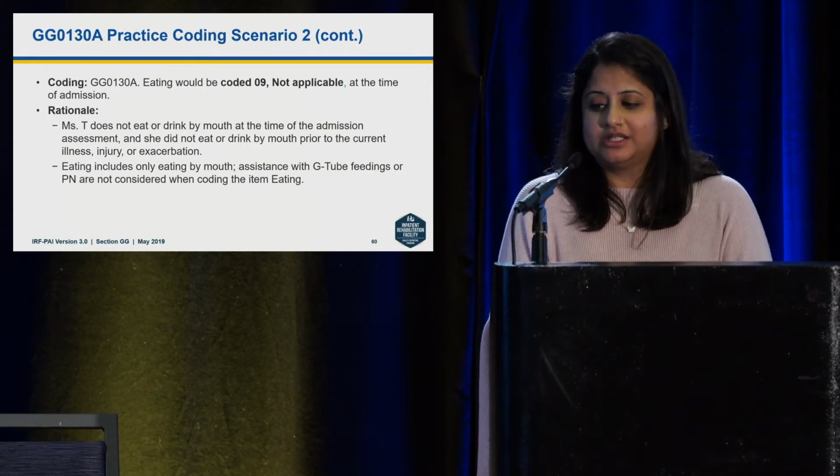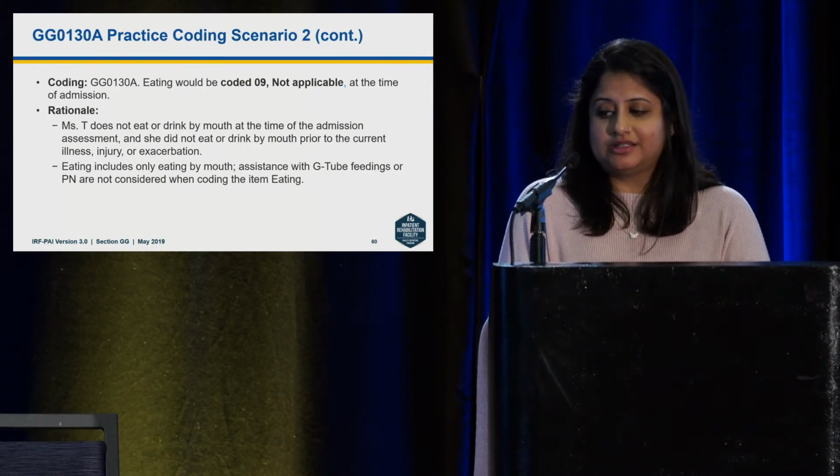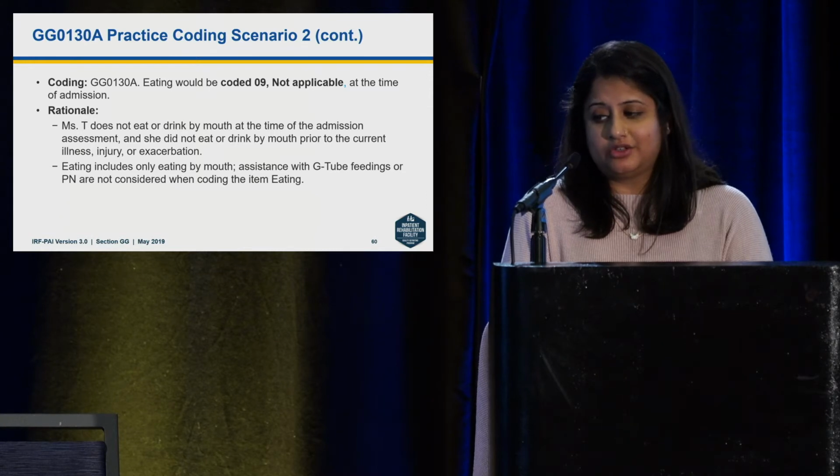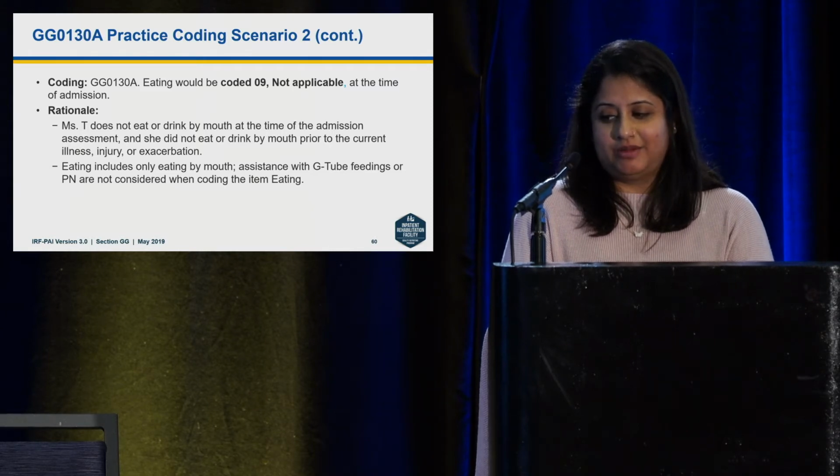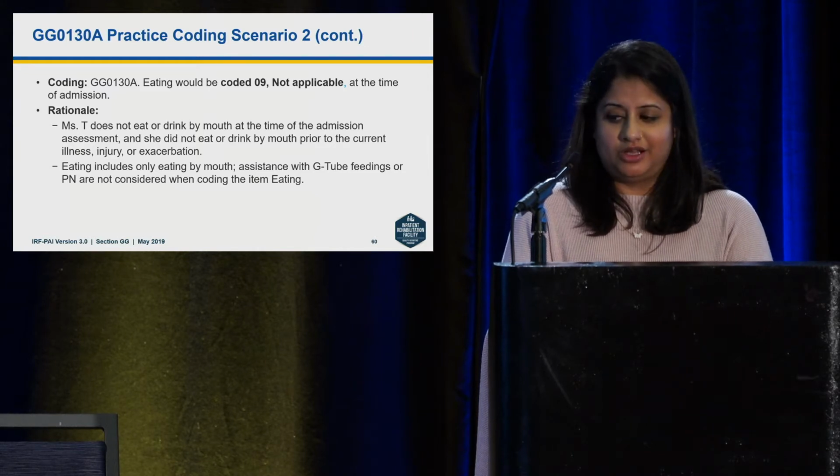The rationale being Ms. T does not eat or drink by mouth at the time of admission assessment, and she did not eat or drink by mouth prior to the current illness, injury, or exacerbation. Eating includes only eating by mouth, and assistance with G-tube feedings or PN are not considered when coding the item eating.